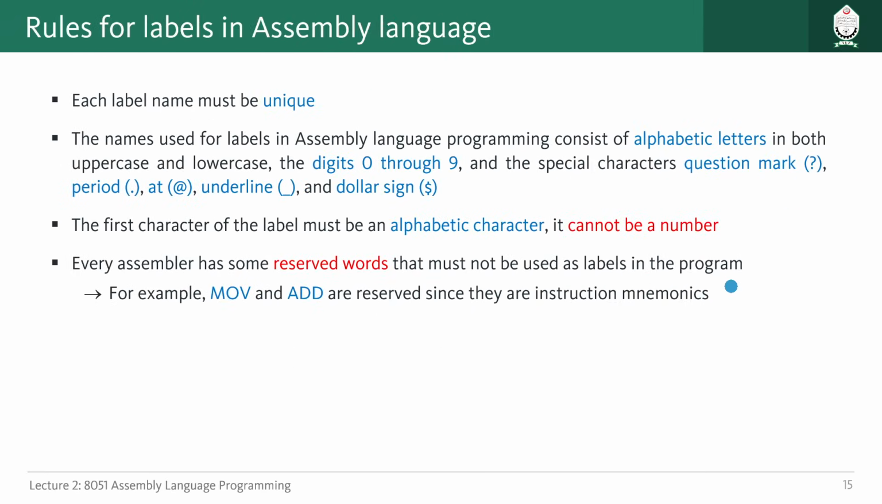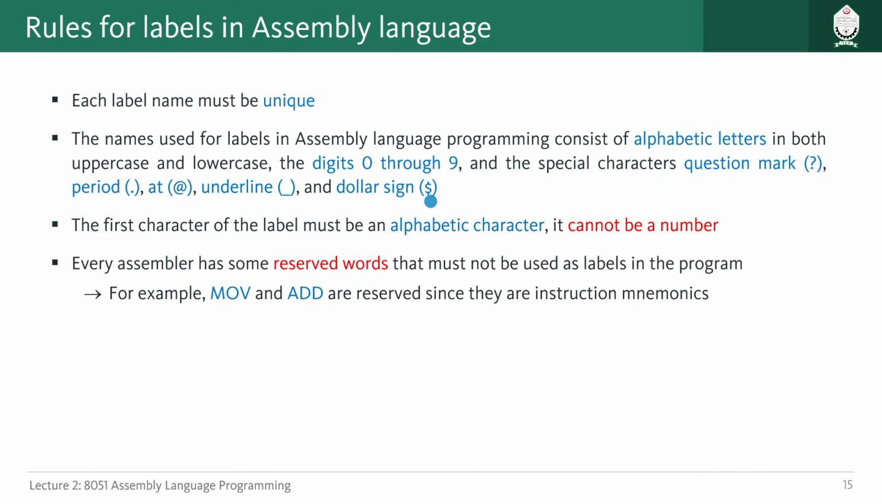Then the final thing: for the labels we have seen, there are some rules to follow on how to write them. The first rule is that in the code all the labels should be unique, otherwise they will be considered the same. Then, to write any label, you can use numbers and alphabetic characters, and you can also use some special characters like question mark, period, and underline. These are also allowed.